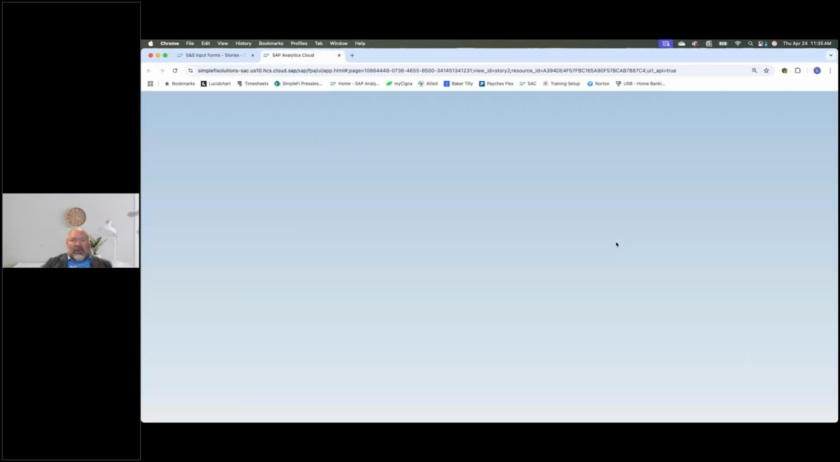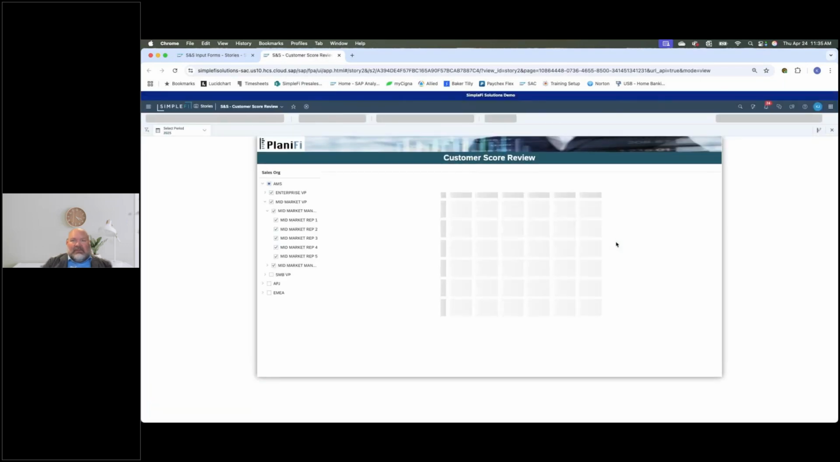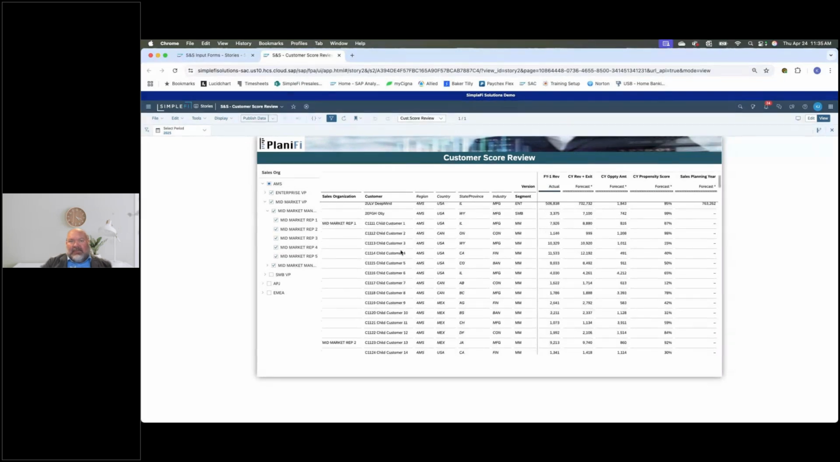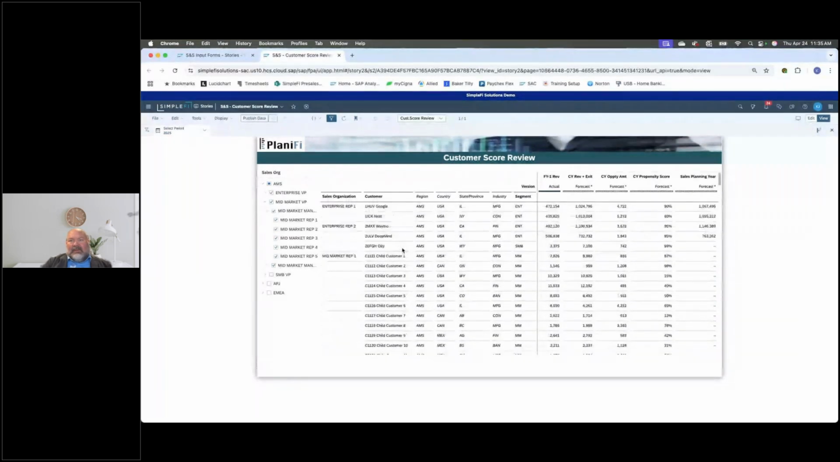So one of the ways I've seen for sizing and scoring is really to take a look at all of our accounts. And right now I'm looking at all of Americas. So you can see I have thousands of accounts lined up in here. And what I have is all the historicals as well as forecast information for the accounts, whether it's fiscal year -1, current year revenue plus exit, current year opportunity amount, current year propensity score, and then the forecasted value for the sales planning year.